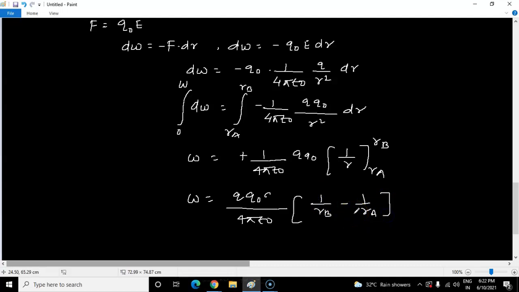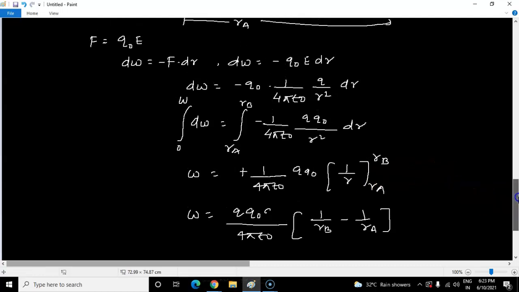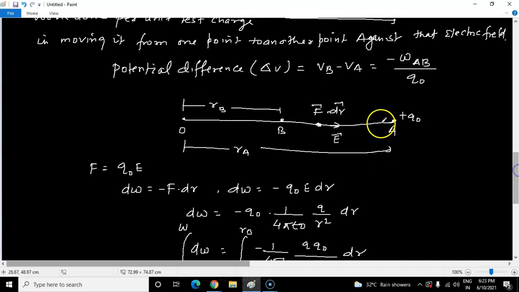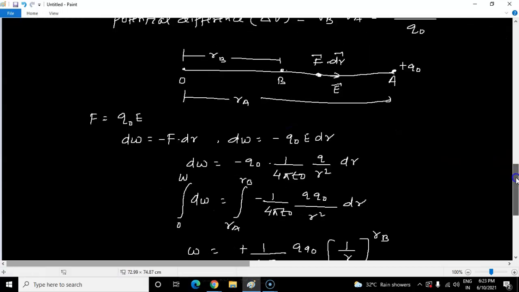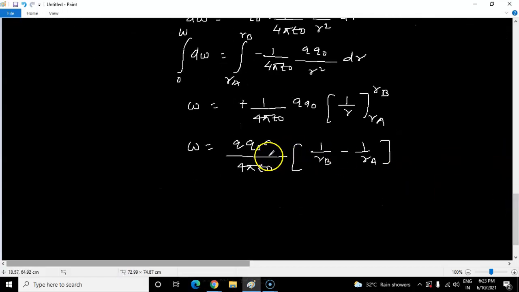Getting? But sir, is this the potential due to a point charge? Yeah, potential due to the point charge bringing from point A to point B, right? So it will give potential due to a point charge. But W is equal to, already we know that W is equal to WAB by Q naught, right? Already we have defined here.